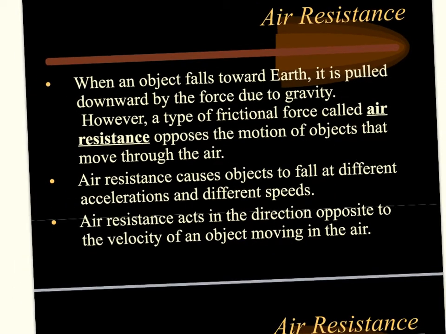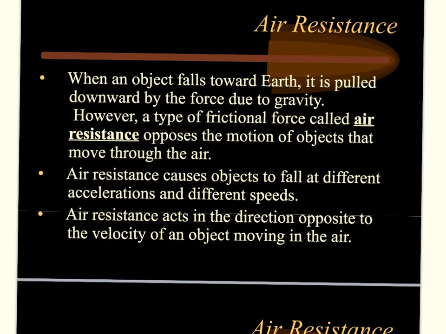There's air resistance. Air resistance occurs when an object falls toward Earth. It's pulled downward by the force of gravity, and there is an opposing force to that. So when an object falls, there is something called air resistance. It opposes the motion of that object, so it's going opposite of the direction of the fall. Air resistance causes objects to fall at different speeds, different accelerations.